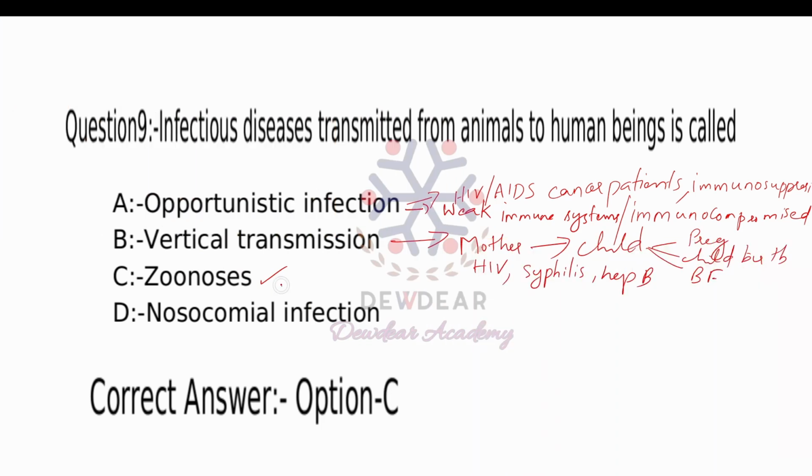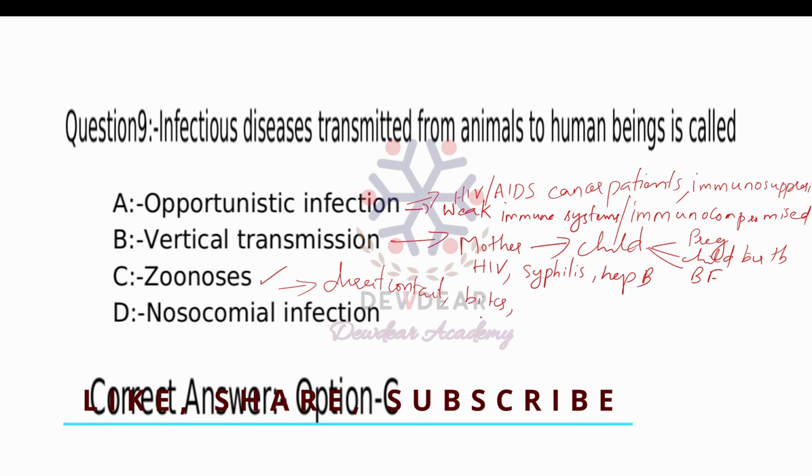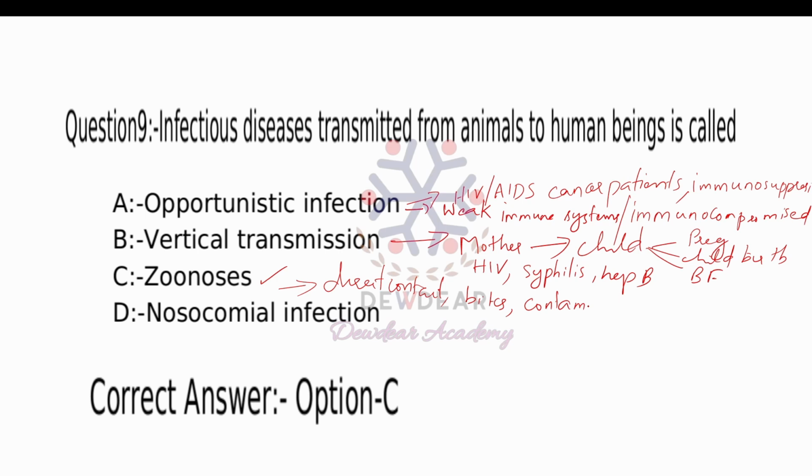And the next is zoonosis. The correct answer in this question was zoonosis. The diseases which are transmitted from animals to humans are known as zoonosis. It can be through direct contact with the animals, or due to animal bites, or contaminated food may be one of the reasons. Contaminated food and vectors, for example mosquitoes and ticks, are some of the examples for zoonosis, the infectious diseases that are transmitted from animals to humans.